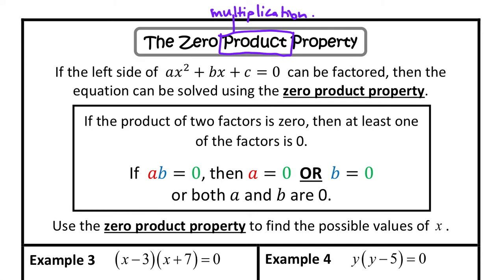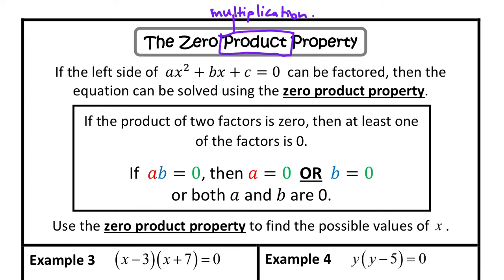It says if the left side of ax squared plus bx plus c equals 0 can be factored, then the equation can be solved using the zero product property. So it's saying, after we've moved all the terms to one side, if the terms on the left side, or on either side, because remember in example 2 everything was on the right, but if you have this 3-term setup, you want to ask yourself, can it be factored? If it can be factored, then you can use the zero product property.